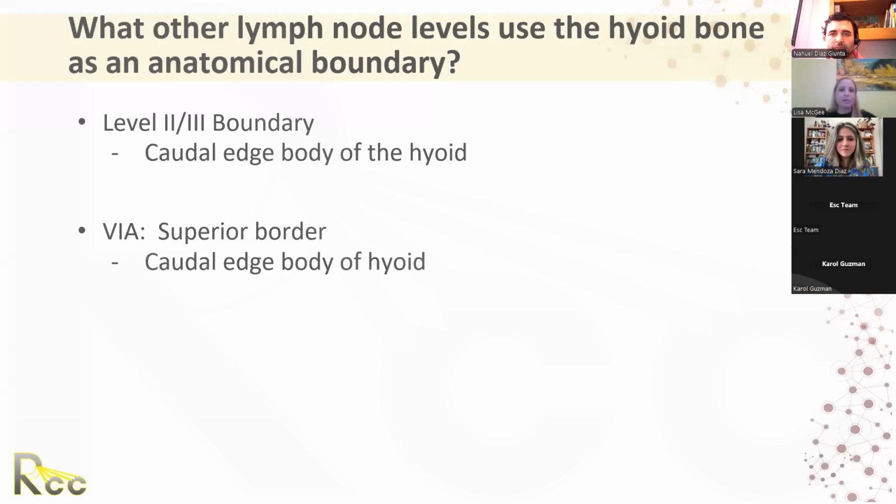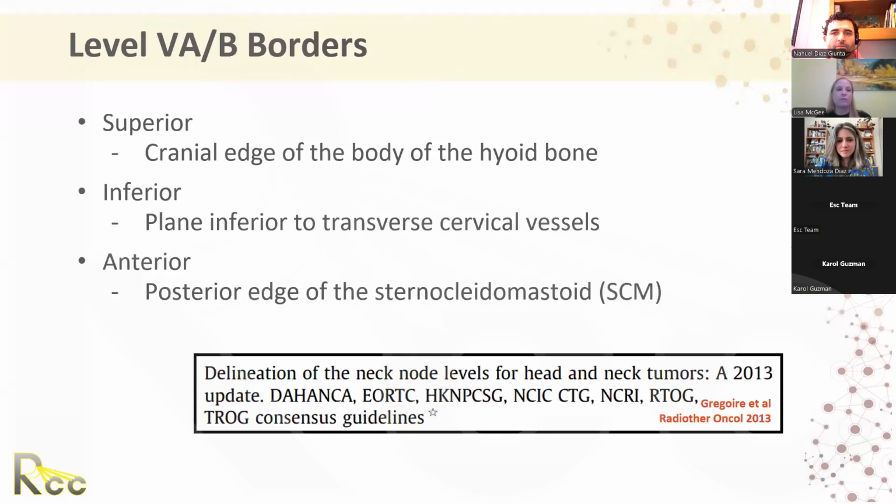And then another example of a lymph node level that uses the hyoid bone as an anatomical boundary would also be the retropharyngeal node. So that's level 7A. The inferior border is at the cranial edge of the body of the hyoid. So I bring this up just simply because sometimes it can be helpful as we're learning to start making associations, and sometimes thinking of these things being grouped together to know what parts of the hyoid are pertinent for which lymph node levels, I think is a useful way to see the information portrayed.